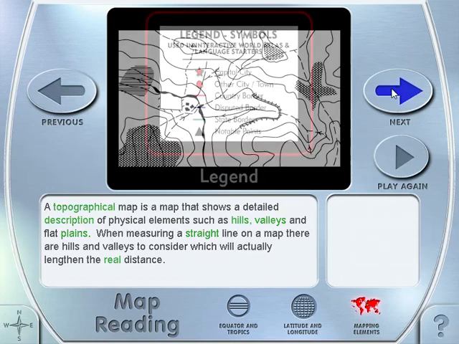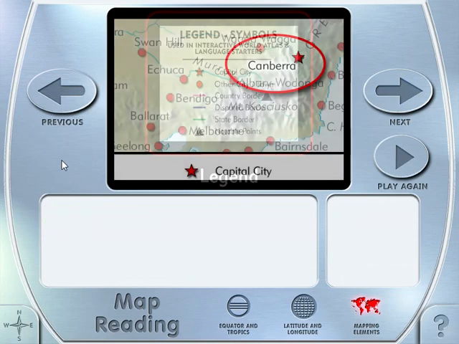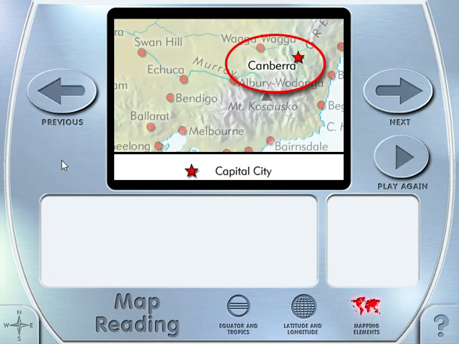Next, legend. A legend is a collection of symbols that provide other important information about a map. Examples of these symbols are capital cities, main roads, towns, railway lines, rivers, airports, and so on.